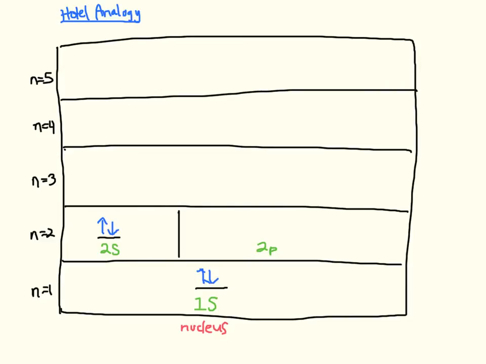Now, the p sublevel, or the p room, has 3 beds in it. So if you remember, we've got the 2px, the 2py, and the 2pz orbitals, and each one can hold 2 electrons. 1, 2, 1, 2, 1, 2. So that gives us a total for the electrons you can put into n equals 2, or energy level 2, of 8 electrons. And by the way, energy level 1 could only hold 2.